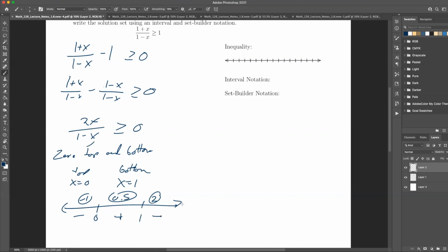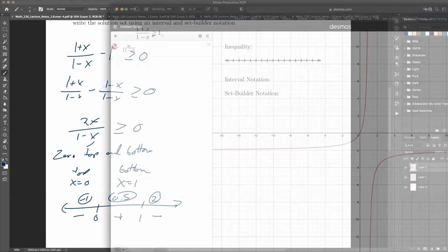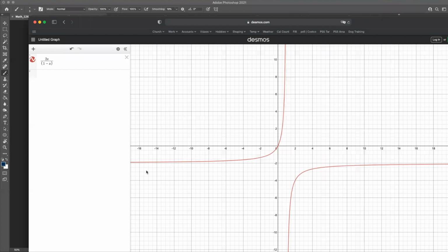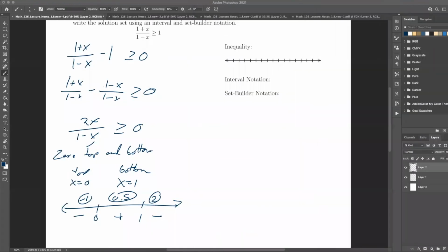And then if we test 2, this would be positive as 4 on top, and this being -1, so this being negative. And does that match what we have in our graph? Yeah, it matches exactly what we have in our graph. Everything from negative infinity to 0, that's all negative, right? From 0 to 1, that's all positive, and between 1 to infinity, that's all negative. So that matches our graph, okay?